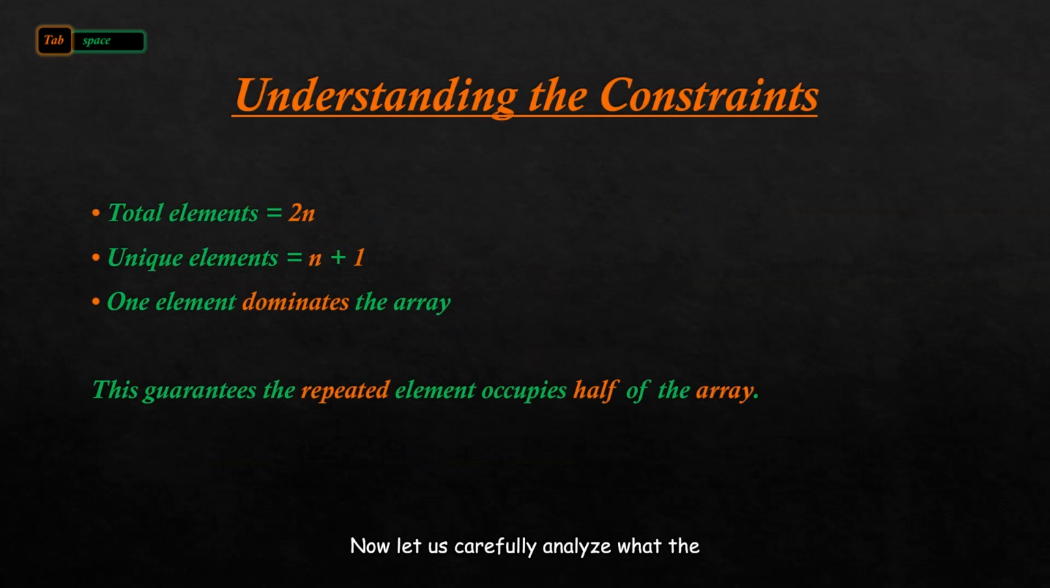Now let us carefully analyze what the constraints imply. The total number of elements is twice n. The number of unique elements is n plus 1. This means one element appears n times. The remaining n elements appear exactly once. So effectively, half of the array is occupied by a single repeated value. This dominance is the key insight of the problem. An element that occupies half the array simply cannot stay isolated from itself for long.